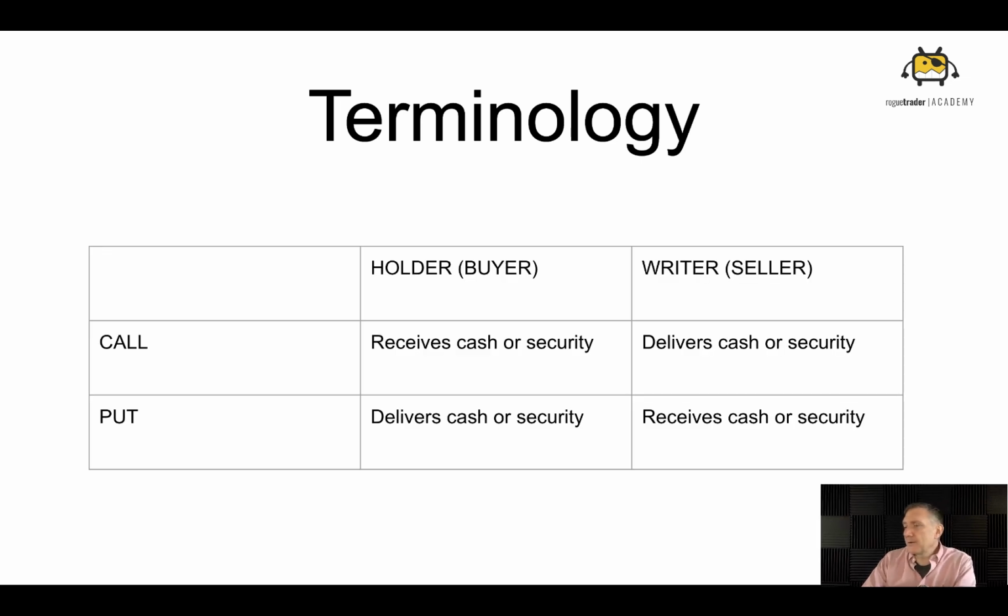Now, I need another little graph here. Again, there's only 4 things that can happen. I'm going to reiterate this.